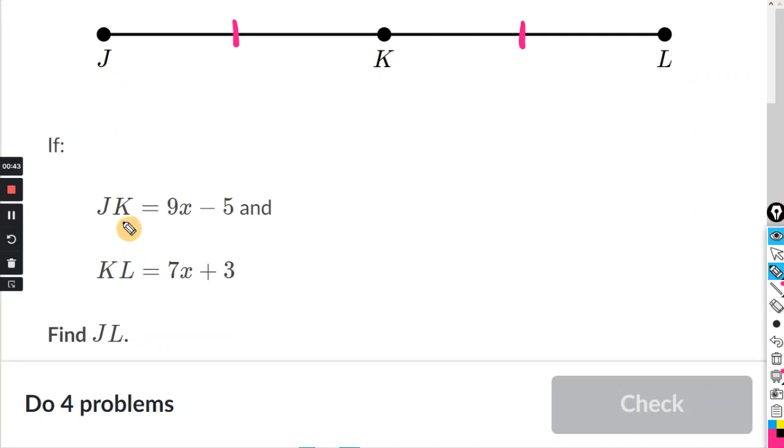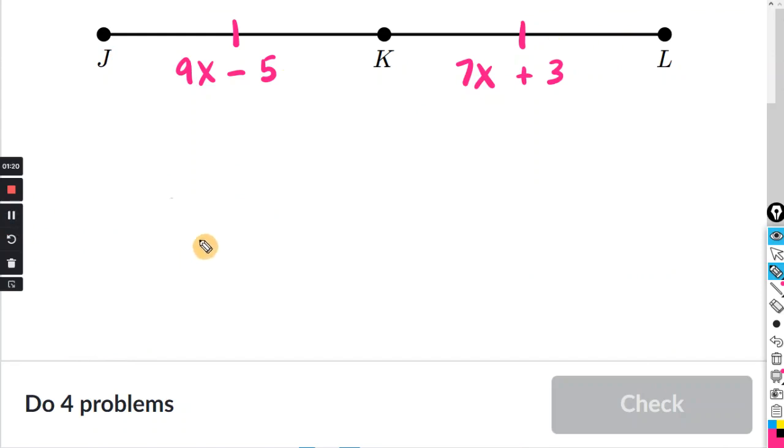Now it says here, JK is 9x minus 5 and KL is 7x plus 3. These algebra expressions represent lengths. So the length of JK is 9x minus 5, and the length of KL is 7x plus 3. All right, so I labeled the length of each segment, and they want us to find JL, the distance from J to L.